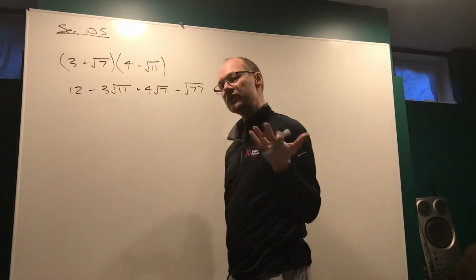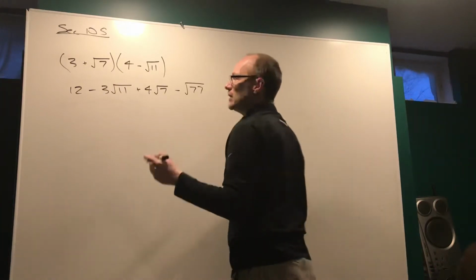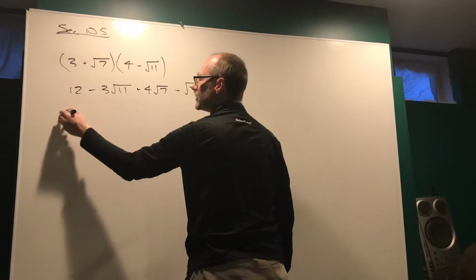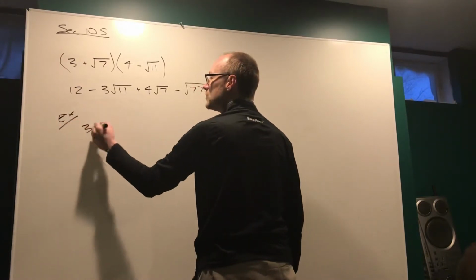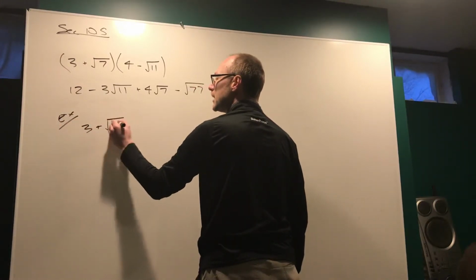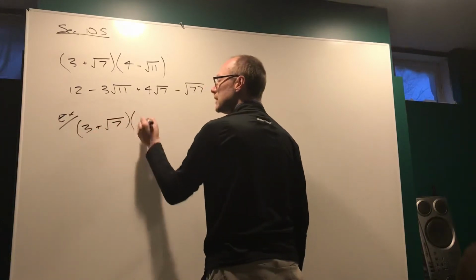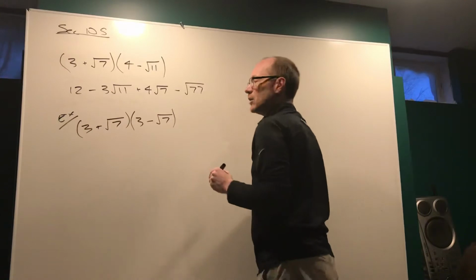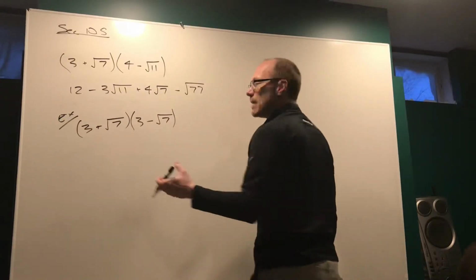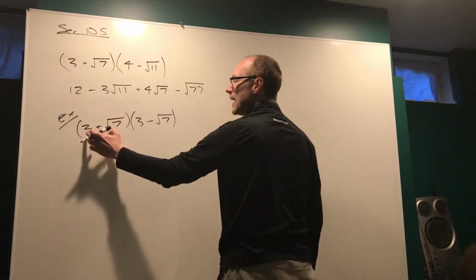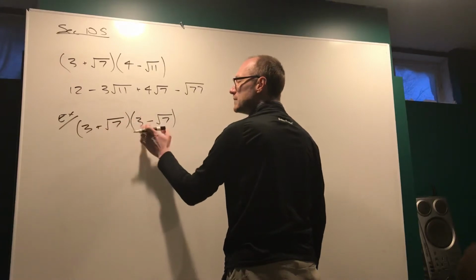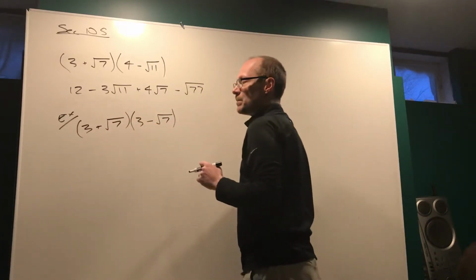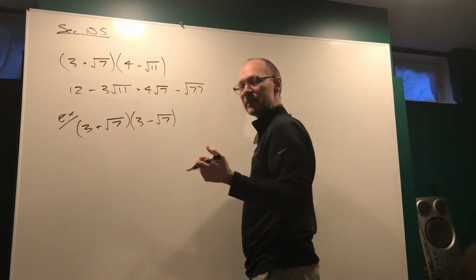But occasionally it doesn't work that way. Sometimes kind of interesting things happen. Take a look at this example. Let's go back to 3 plus the square root of 7. This time, let's multiply by 3 minus the square root of 7. Going into this, you may remember this as the a plus b times a minus b factoring pattern, the difference of two squares.